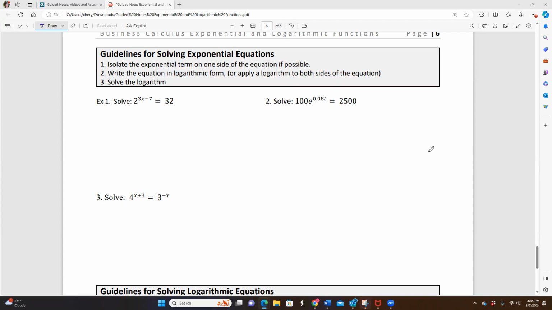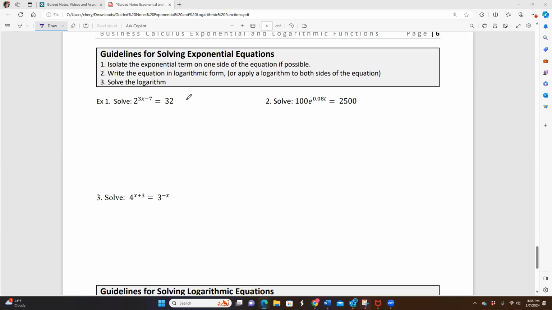When we solve exponential and logarithmic equations, what we want to do in both cases is isolate. So as we look at solving exponential equations, we're going to start by isolating the exponential term on one side of the equation, if possible. And then we're going to convert it to logarithmic form and then solve the logarithm. So here, the exponential expression is written on one side, so we don't have to do anything fancy.